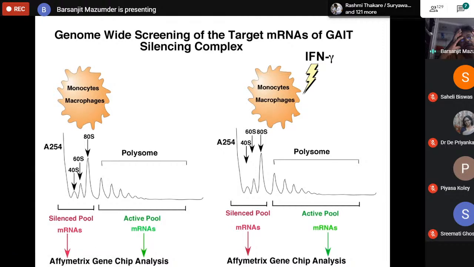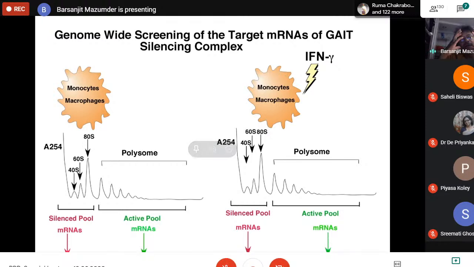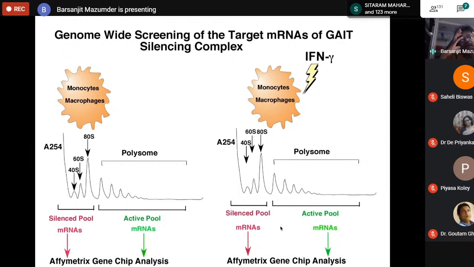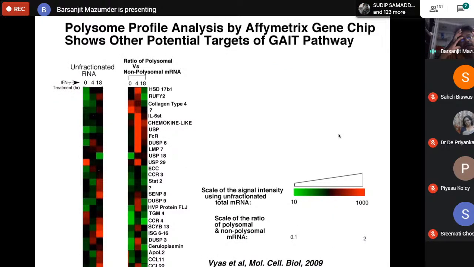So we did whatever was best available at that time, which was Affymetrix gene chip analysis, where the whole human genome is immobilized on a chip. We probed that chip with mRNA isolated from this silenced pool and the active pool, with and without interferon gamma, and did the polysome profile analysis. What we are looking at here is the color code: green means less, red means high.